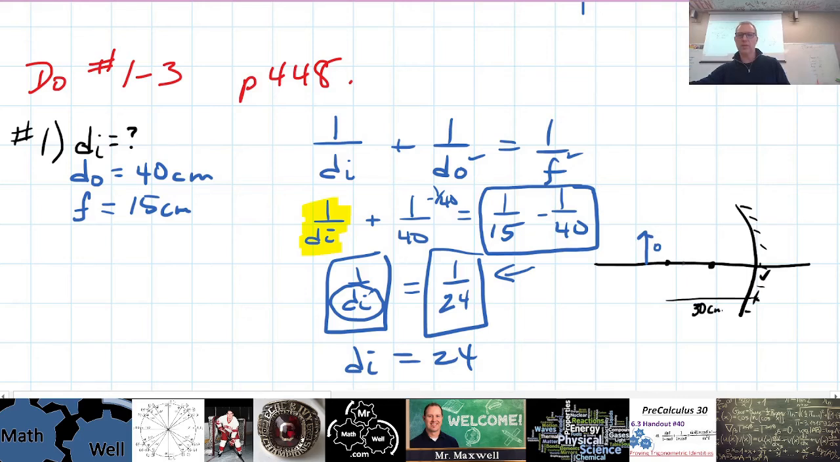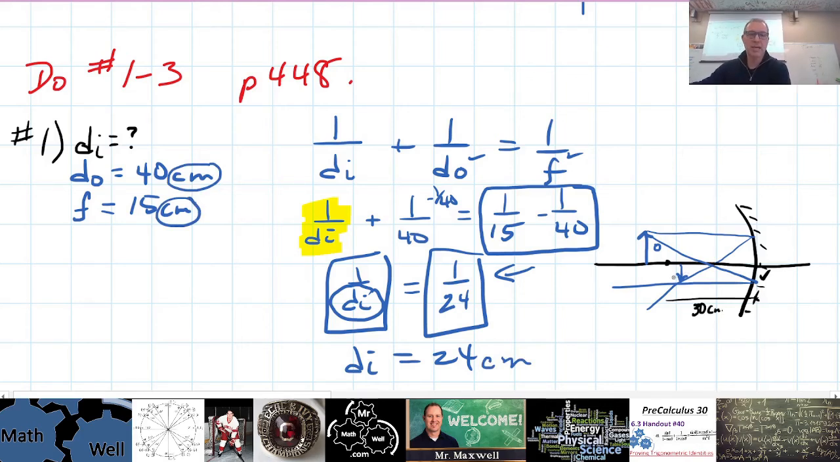And do you think it's going to be upright, or is it going to be inverted? Inverted, yeah. Again, parallel, focus, focus, parallel, inverted. And the exact distance would be 24 centimeters. Make sure that your units line up there, okay? So that's 1A.